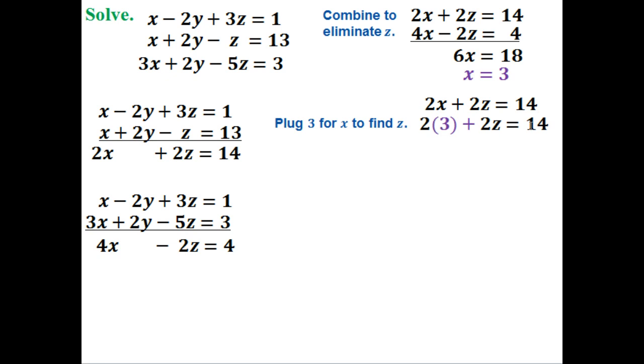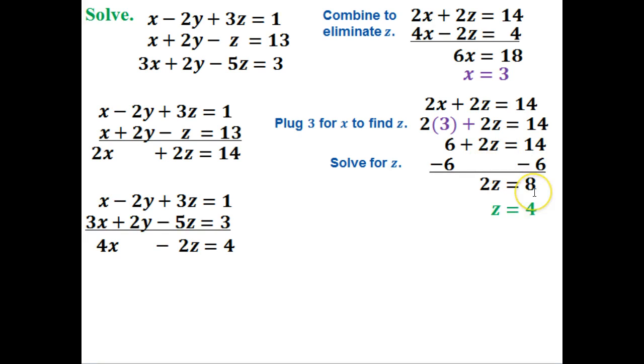So 2 times 3 gives me what my original 2x was. So 2 times 3 plus 2z equals 14. 6 plus 2z equals 14. Now I'm just going to solve it for z. Okay, I move my 6 onto the other side. I find out that 2z equals 8. I divide both sides by 2. I find out that z equals 4. Okay, now I have my x value and a z value. This is working out really well. Now all I need to do is find my y value.